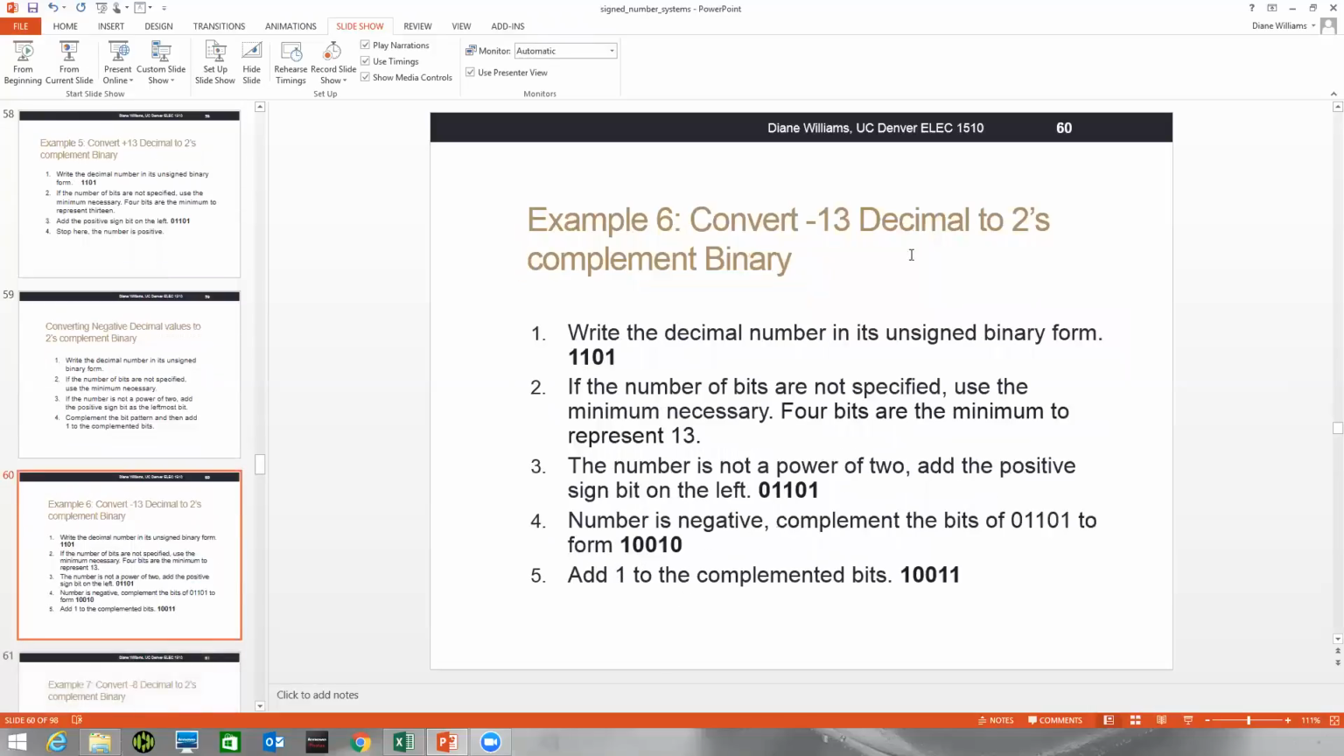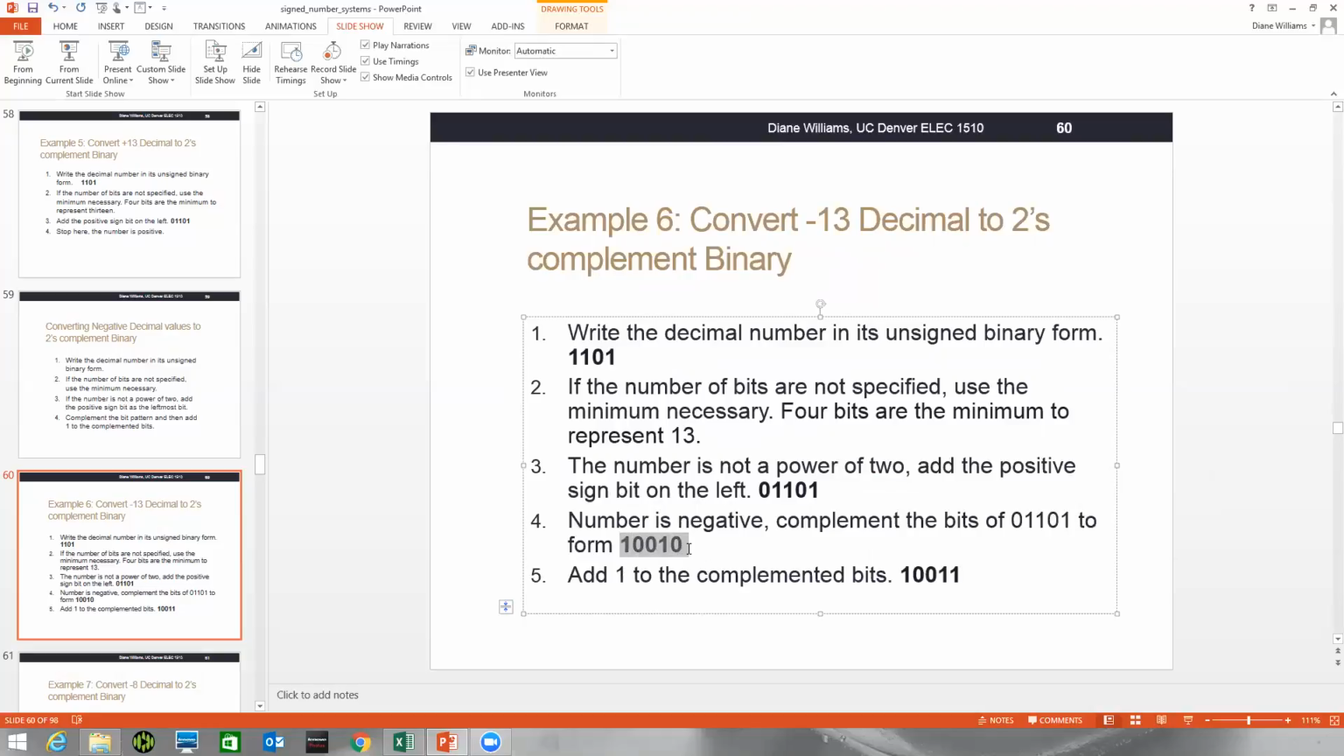Right, so let's see how we convert minus 13 to 2's complement binary. We write the number in its unsigned binary form, 1101. The number of bits isn't specified, so we use 4 bits. The number is not a power of 2, so we add a positive sign bit to the left. Now the number is negative, so we complement the bits, forming the 1's complement.